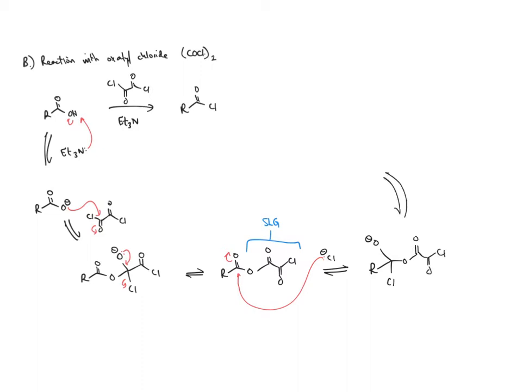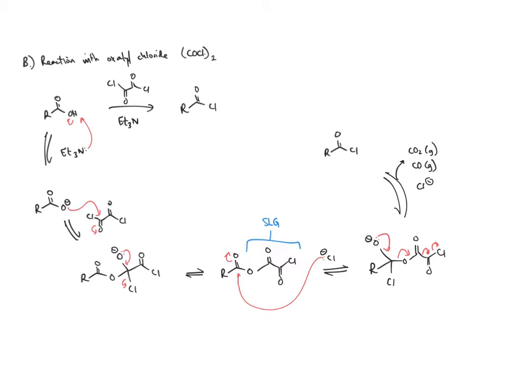This tetrahedral intermediate then collapses with loss of the superleaving group. But this time the superleaving group is going to liberate CO2, a molecule of CO, and a molecule of chloride anion. And so CO2 gas bubbles away, CO gas bubbles away, and then you've got chloride anion as a byproduct, and of course you can get the product acid chloride out of that set of arrows.